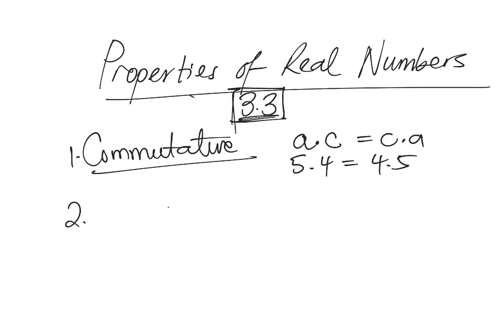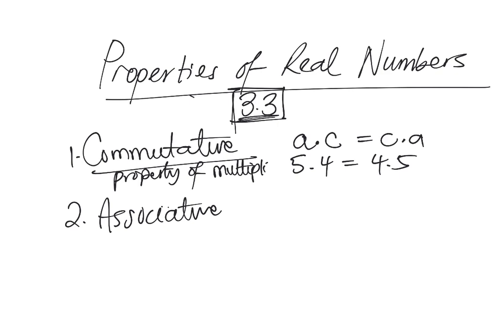The second property is the associative property of multiplication. So the commutative property of multiplication, and now we have the associative property of multiplication.